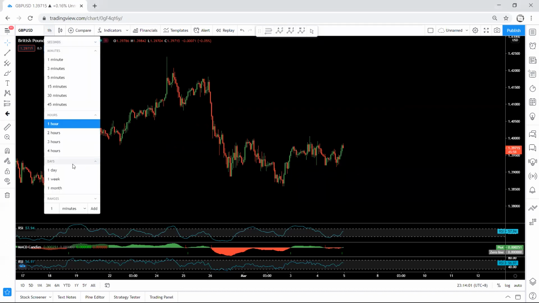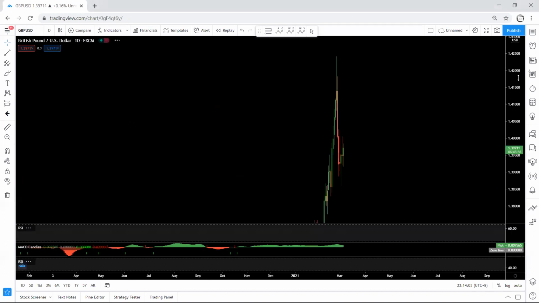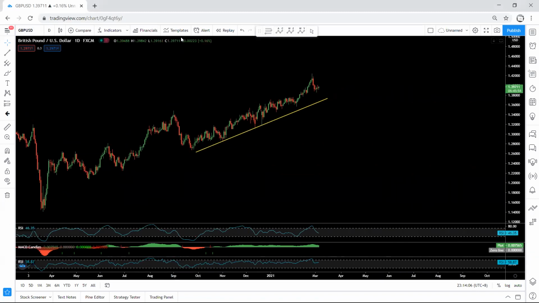First of all, we start with the daily chart. We want to see what we are looking for. As you can see, we have been within this move. We were expecting the price, within this move, to go down, and this is what we get. Now we want to see whether this one is a correction for the continuation or not.